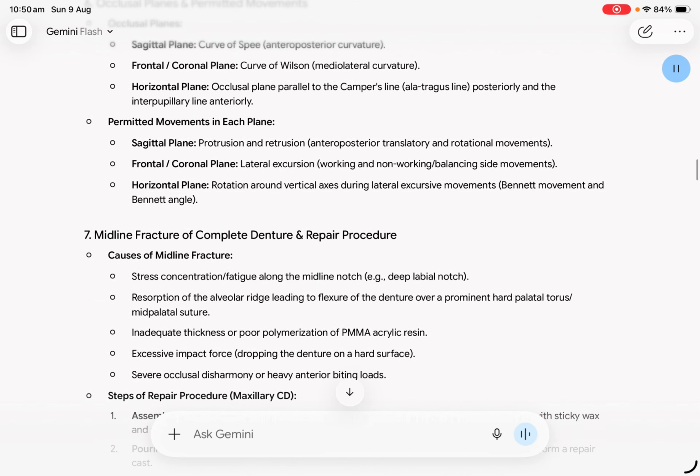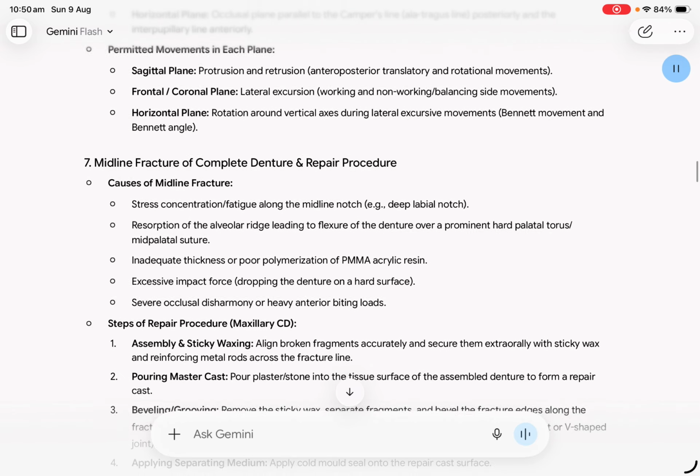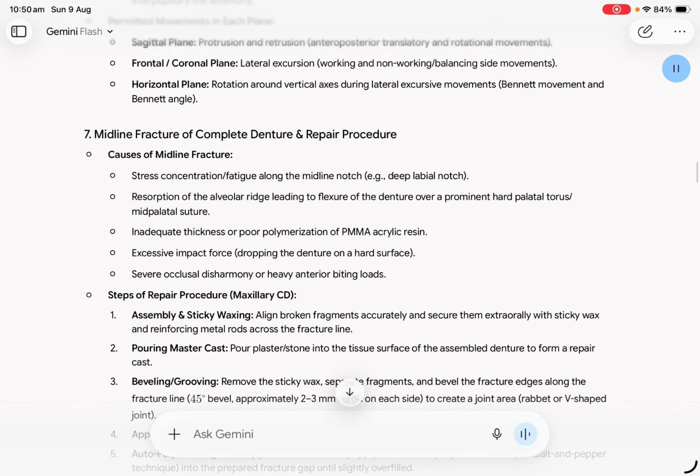7. Midline fracture of complete denture and repair procedure. Causes of midline fracture. Stress concentration/fatigue along the midline notch, e.g., deep labial notch. Resorption of the alveolar ridge leading to flexure of the denture over a prominent hard palatal torus/mid-palatal suture.